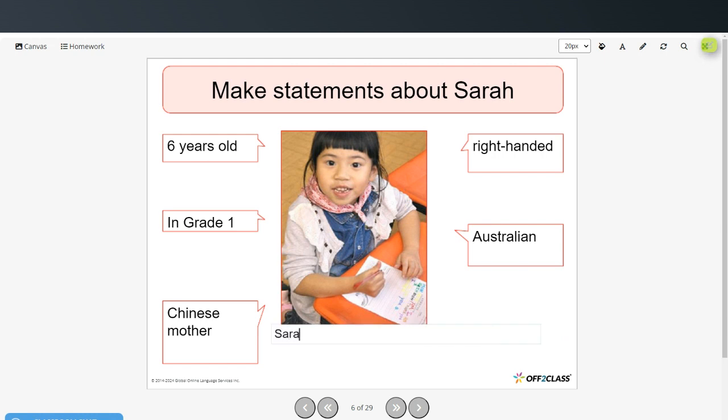Okay, Sarah is 6 years old. She is in grade 1. Her mother is Chinese. She's right-handed. And Sarah is Australian.